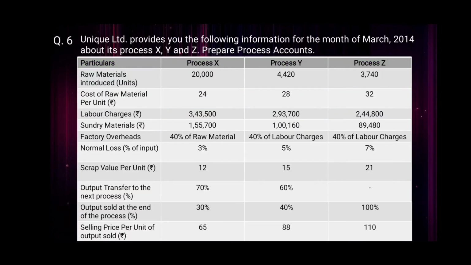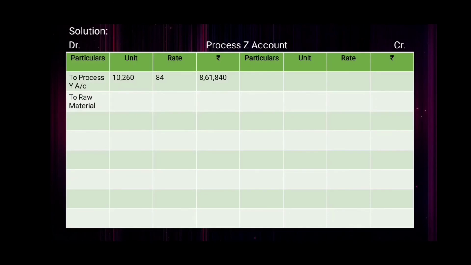Next, raw material introduced in units is given as 3,740 for process Z, and the cost of raw material per unit is given as 32 in process Z. So let us record it. To raw material, 3,740 units at the rate of rupees 32. So the total amount will be 1,19,680.